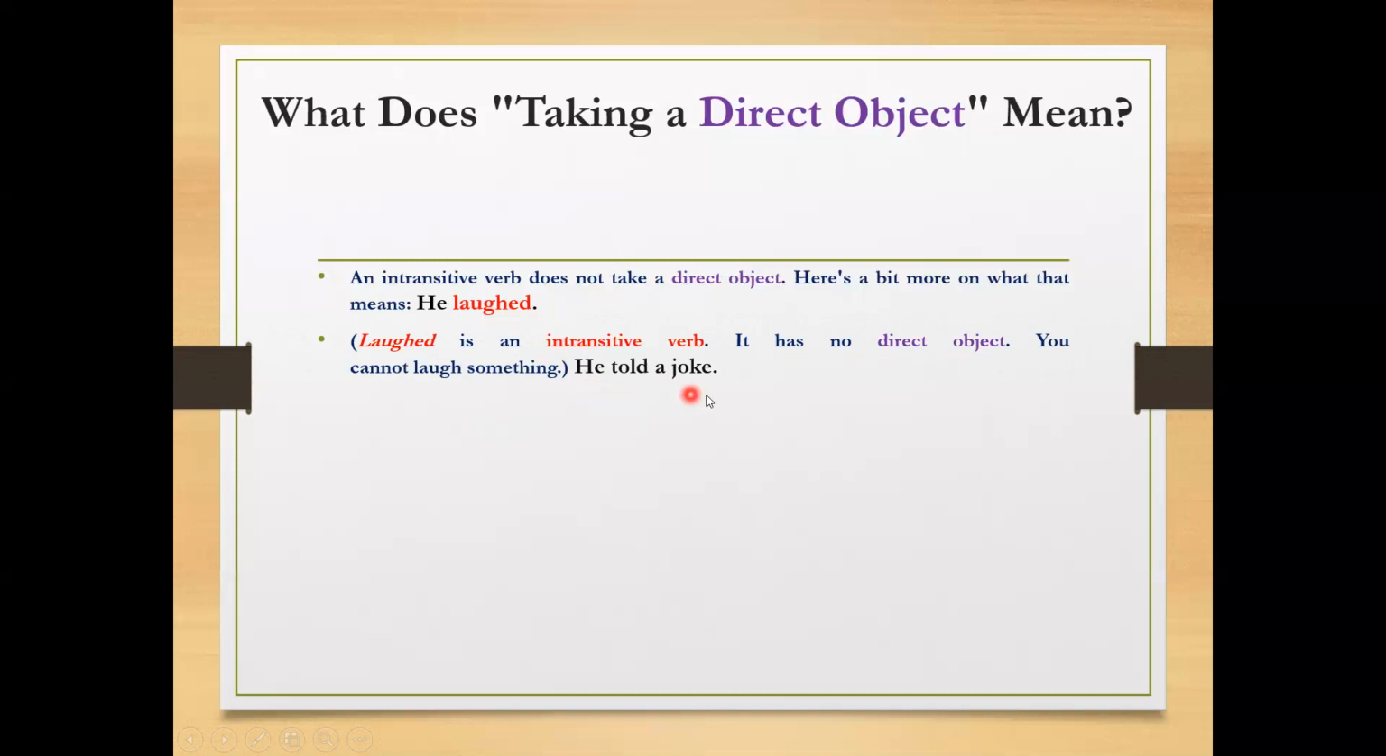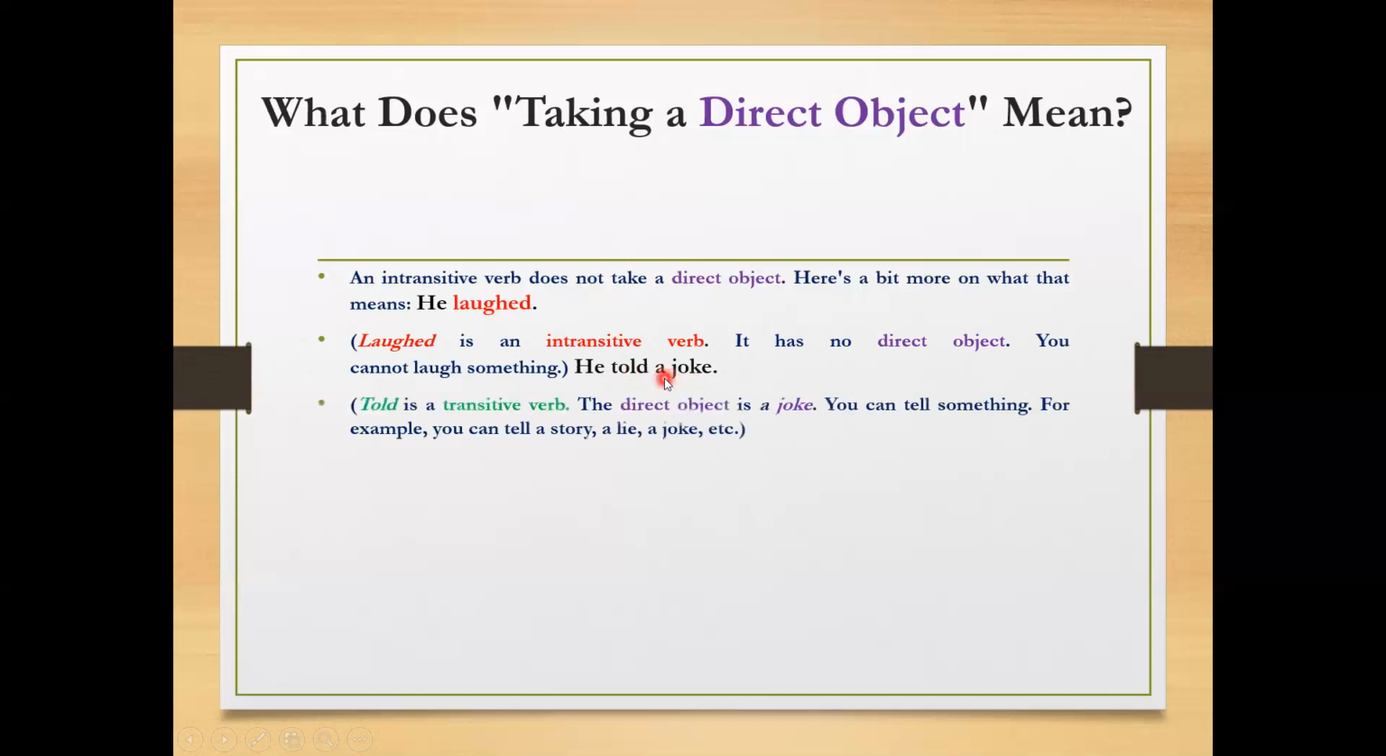Now another example: he told a joke. Dear students, is there any object in this sentence? Yes. He is the subject, told is the verb, and a joke is the object. It means that the verb told is a transitive verb. Why? Because it has a direct object. Told is a transitive verb, and the direct object is a joke.